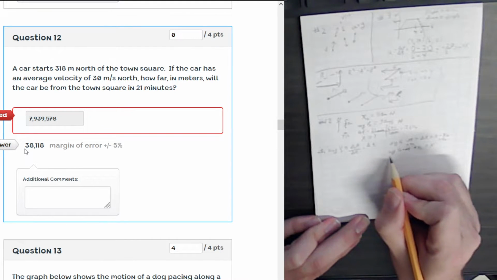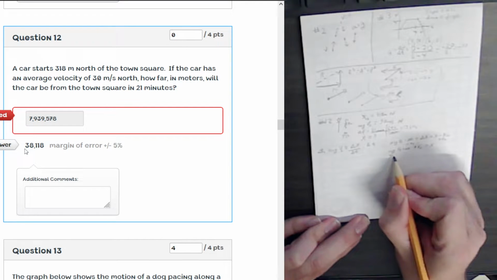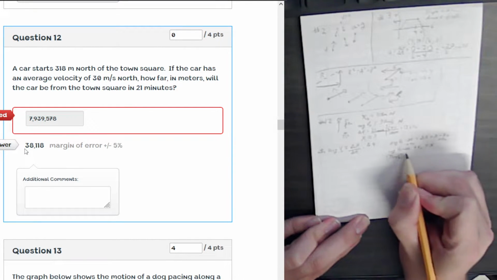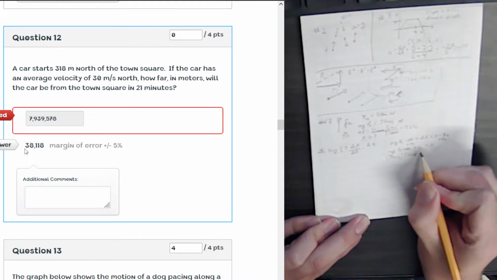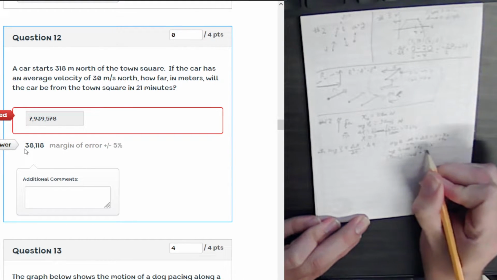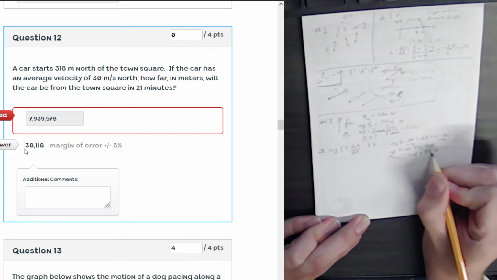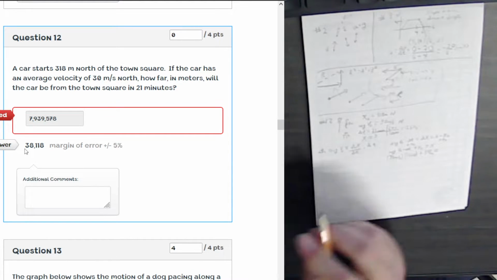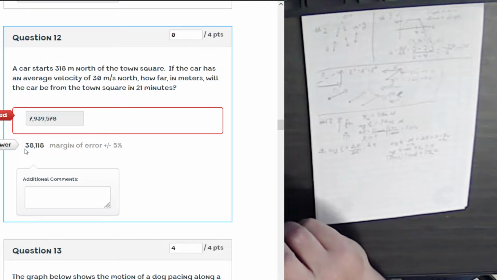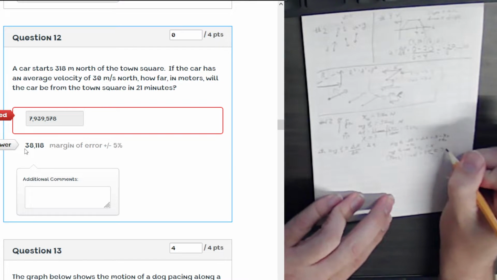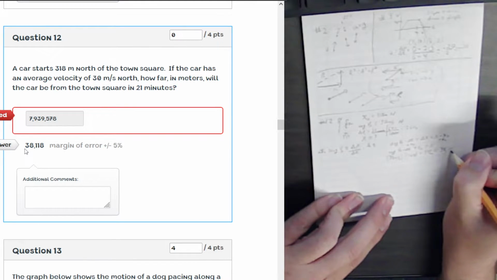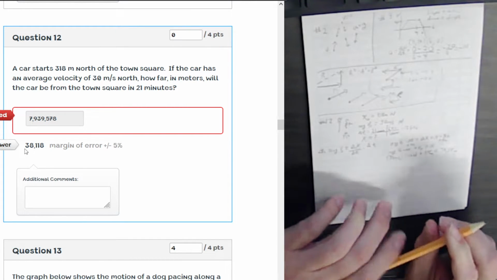So average velocity is 30 meters per second. And we'll do that times 1260 seconds. And then we'll add the 318 there at the end to get x. So 30 times 1260 plus 318 gives us 118 meters. And that's our answer.